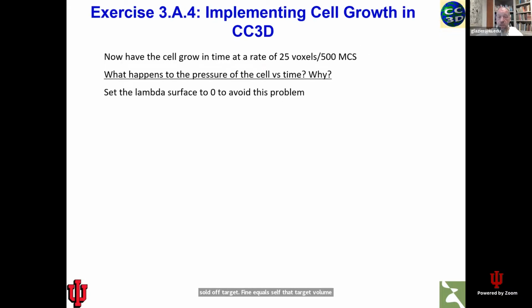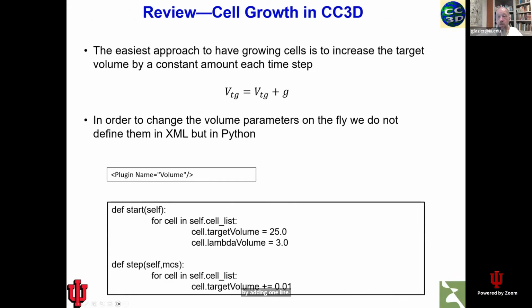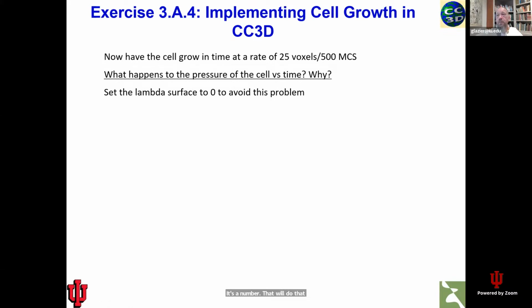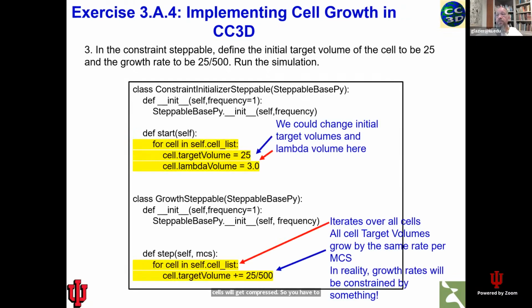Ideally, we'd go through a little exercise. The code that you have now can be turned into a growth code by adding one line. When you're iterating over your cell list, say cell.targetVolume plus equals some number. That will do that for you. If you do that with the surface energy turned on, the cells will get compressed. So you have to make the surface increase in parallel with the volume.